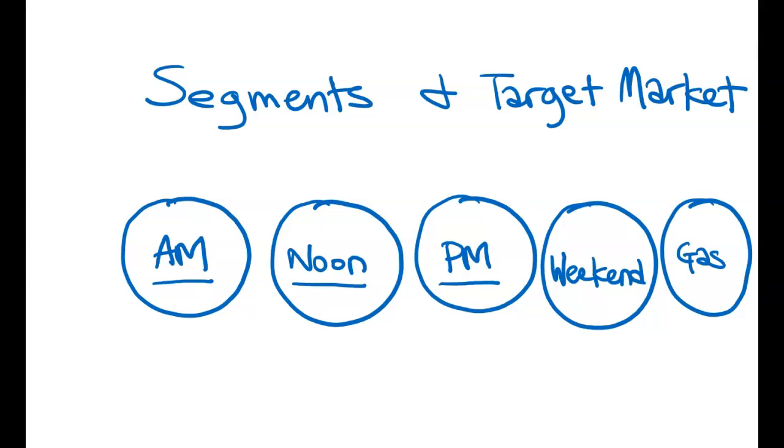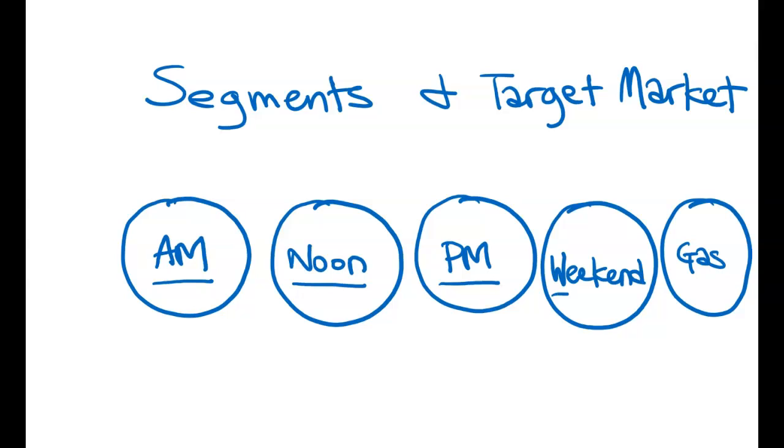The PM group, the thing with the PM group is that they only come probably like once a month. It's more like they're passing by or they just need something. Maybe they're cooking something and they don't want to actually go to the grocery store, so they run to the gas station to buy something, or they're thirsty, or they just need a snack or something like that, right? So the problem with the PM group is they only come once in a while.